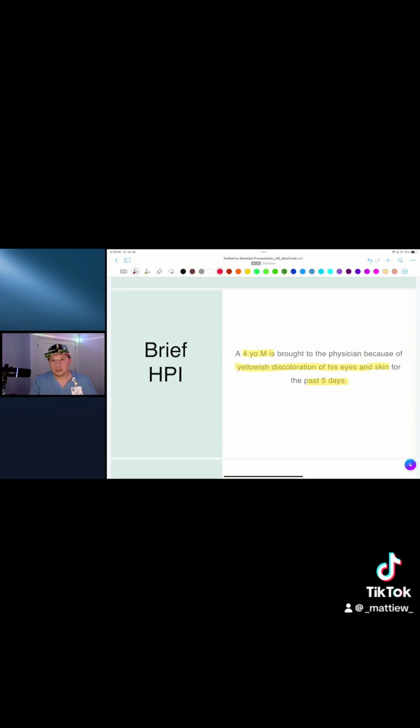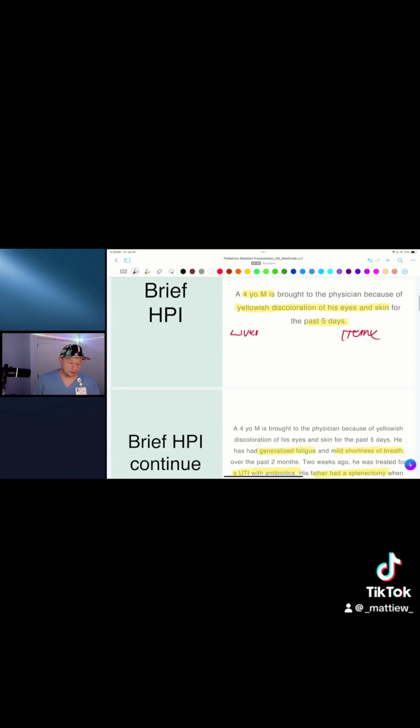If I hear yellow discoloration, we're talking about jaundice. And jaundice typically occurs from either the GI system or from heme. So I'm thinking either liver, biliary tree kind of area, or a heme problem. So the question is, which one is it? Let's get a little bit more information.